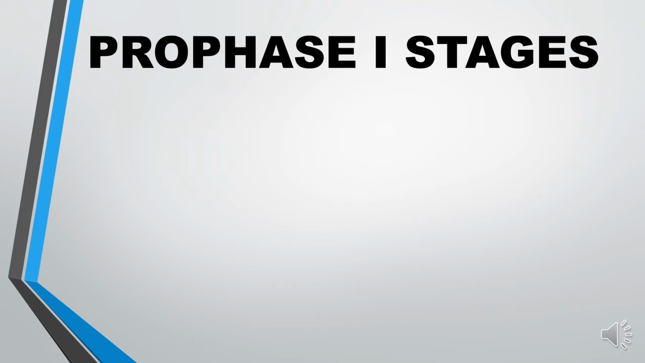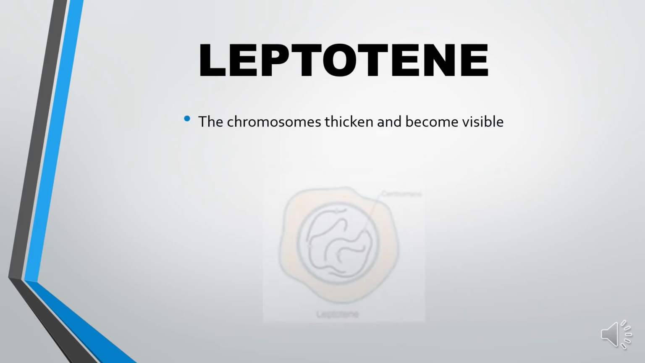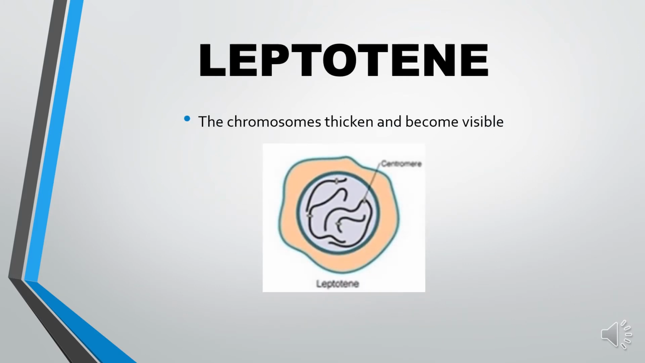So the first one is leptotene. Here the chromosomes thicken and become visible. As you can see, the chromosomes start to condense, thicken, and become visible.